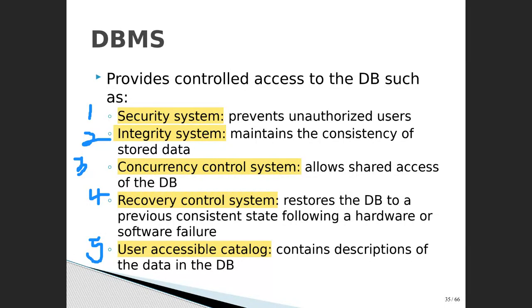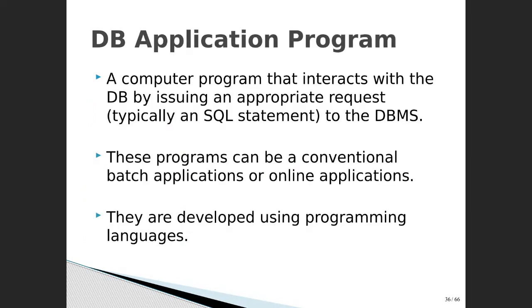So there will be 5 benefits of having a database management system. Security system to prevent unauthorized users; integrity system, there will be more consistent data stored in the database; concurrency control, allowing more than one user to access the database at the same time; recovery control system, it will restore the database to a more consistent state; and the user accessible catalog, which will provide more description about the data. Okay, so all these are benefits of having a database management system.